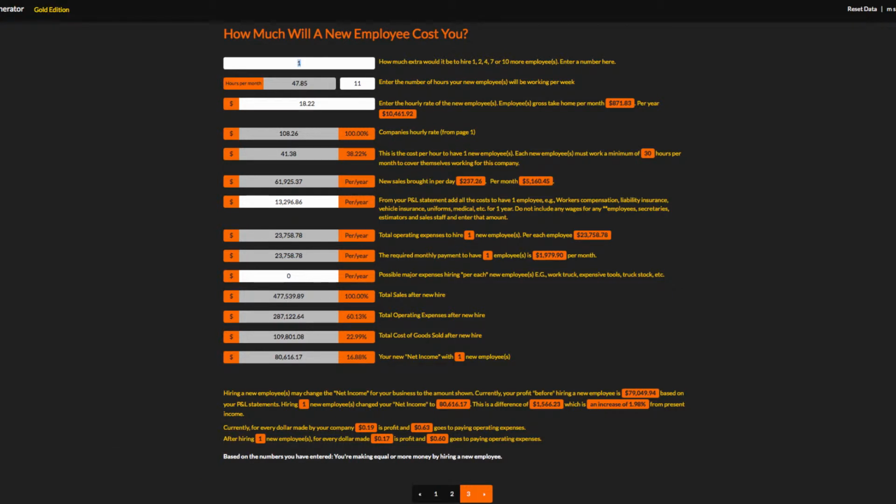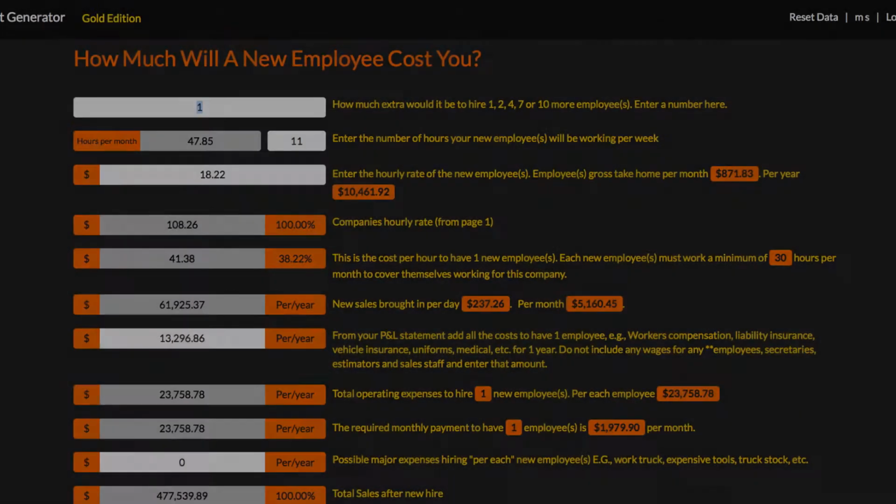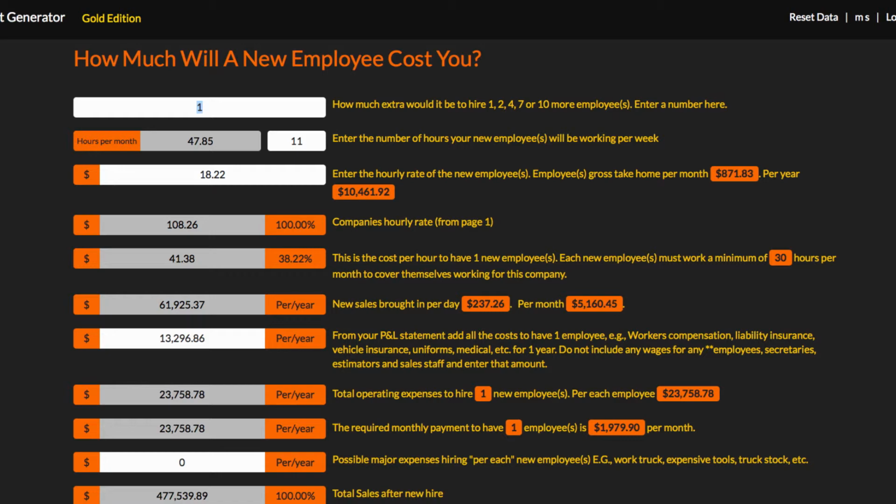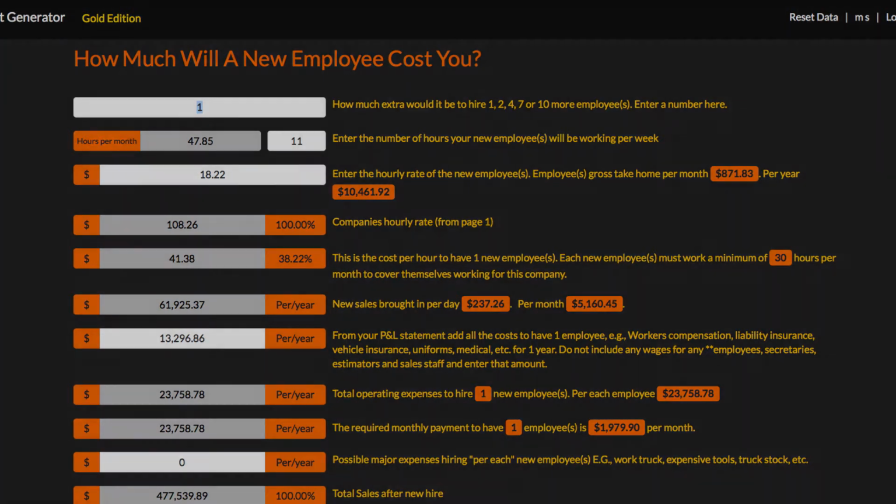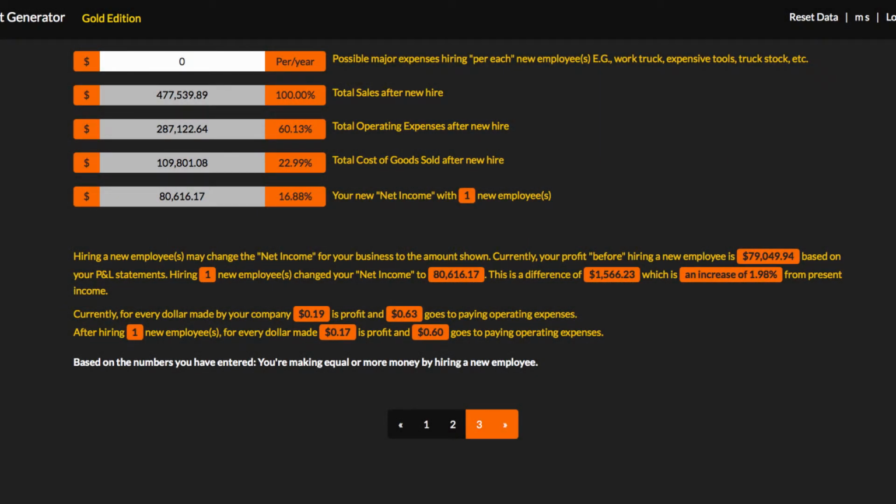The point to this whole last page is that you now know how much a new employee will cost you. At least you have more insight into hiring a new employee. You have information you have never had before and numbers that don't lie when you're taking into consideration the hiring of a new employee.